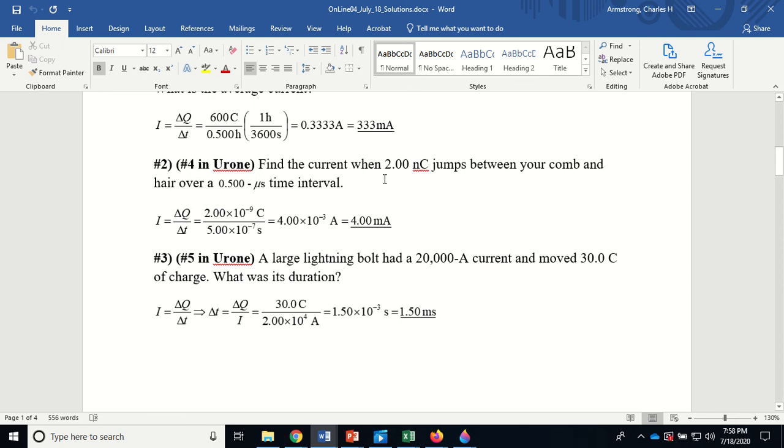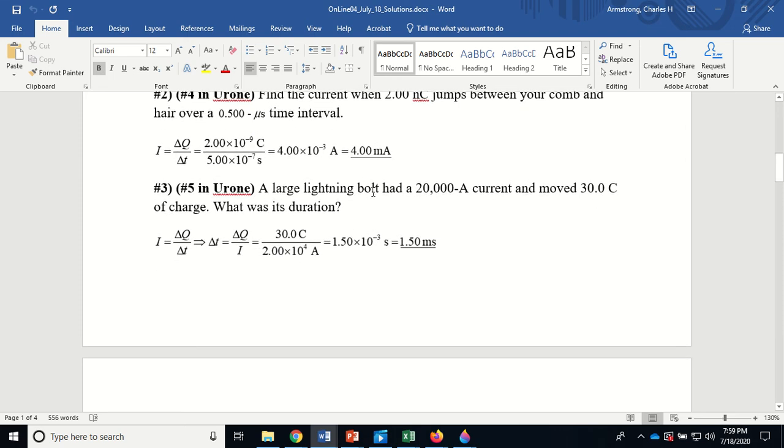Find the current when 2 nanocoulombs jump between your comb and hair over a 0.500 microsecond time interval. Well, we've got the coulombs, 2.00 nanocoulombs. We've got the time, 0.5 microseconds. So we just divide them out, and we get a total current of 4 milliamps.